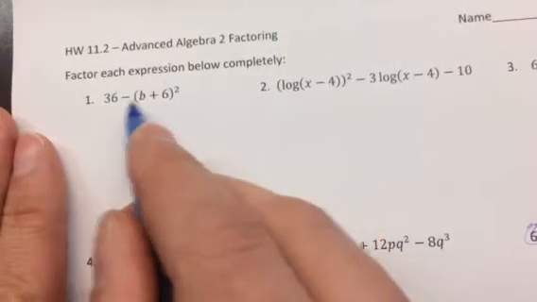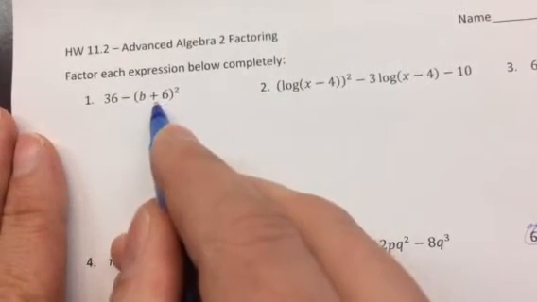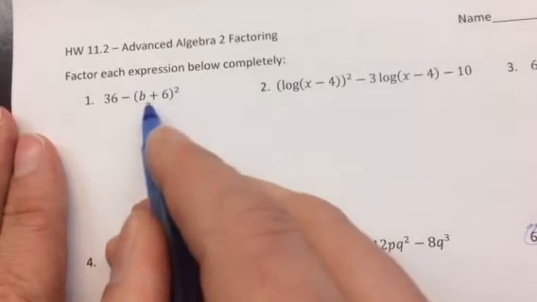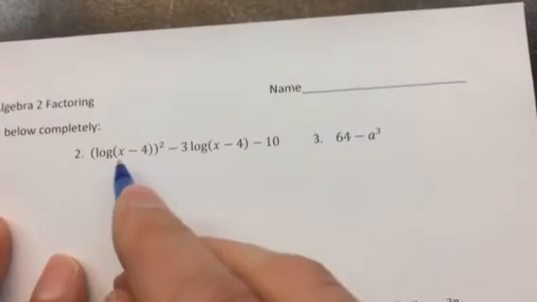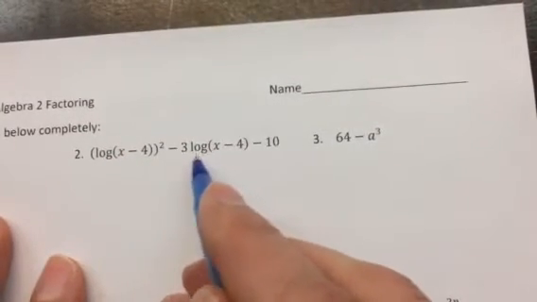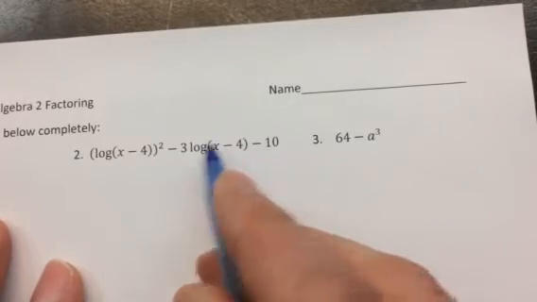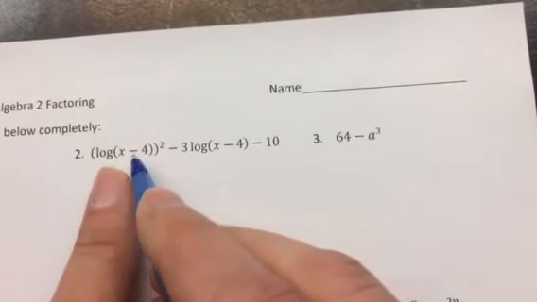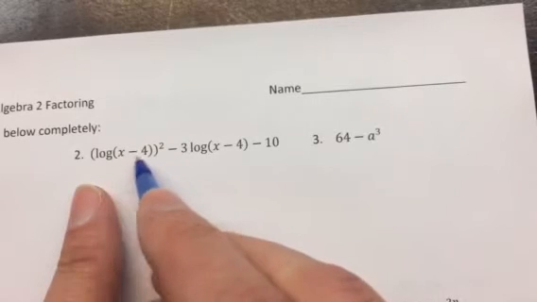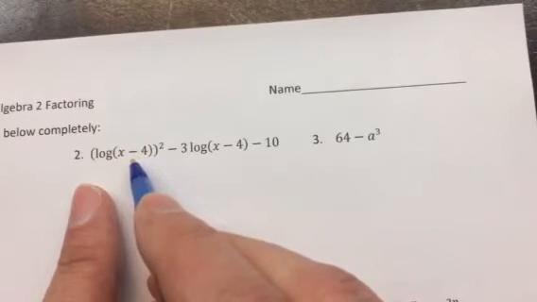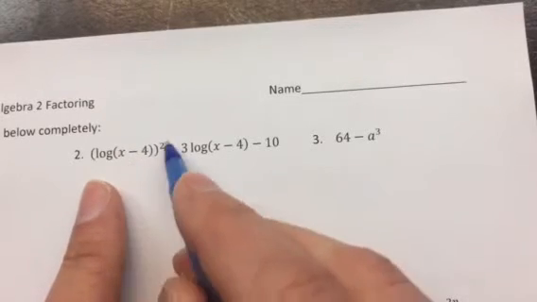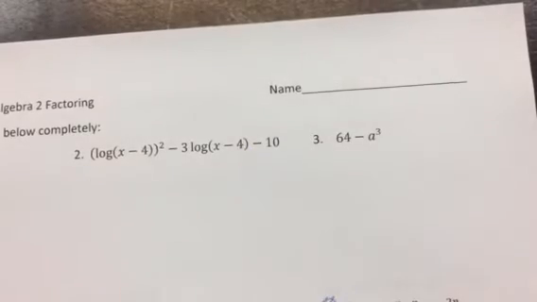Like when I see this, oh, difference of two squares from algebra 1. It's just a weird difference of two squares. When I see this, I see, oh, it's something squared plus 3 times that something minus 10. This is a quadratic form. It's x is log of x minus 4, so that's what's being squared. That's your x that you're factoring.